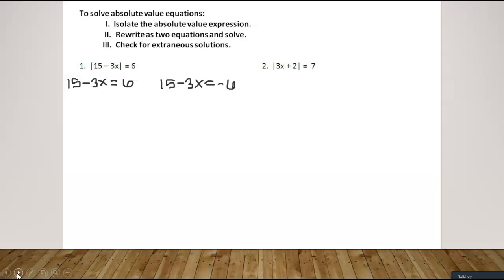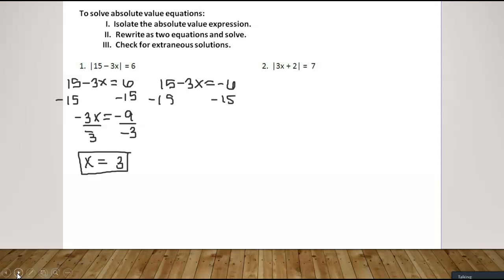So we're going to subtract 15. Divide by negative 3. And we get x equals 3. Divide by negative 3. And you get x equals 7. So you'll see that these answers aren't opposites of each other.